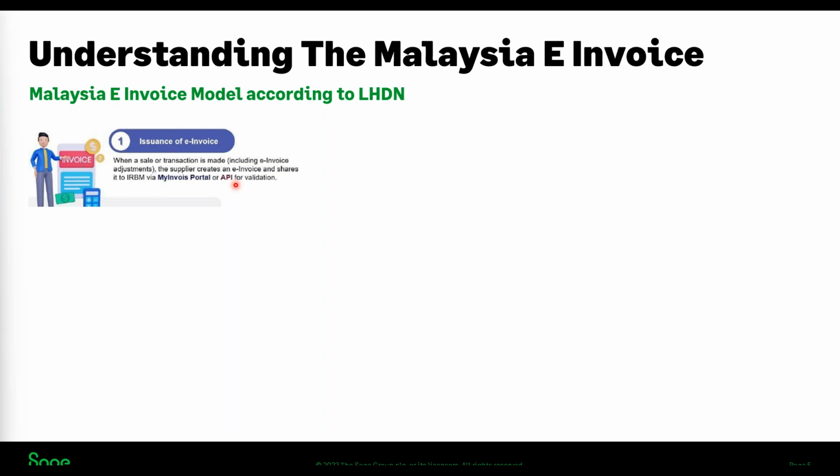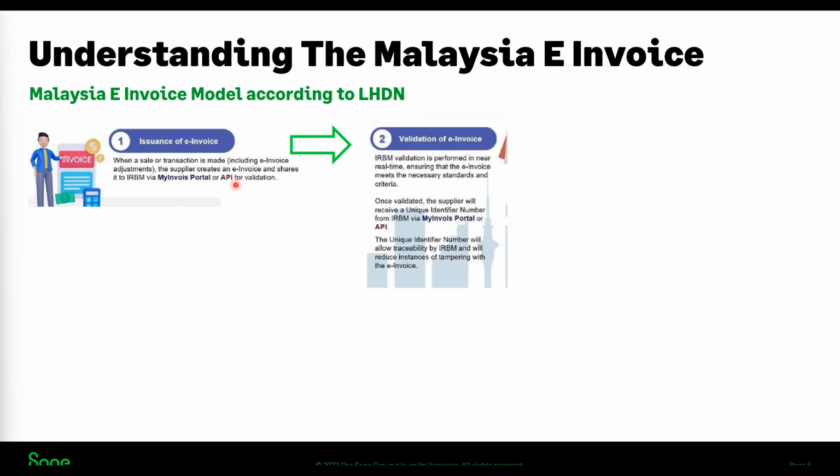After you have issued your e-invoice, you need to submit it to LHDN. LHDN will then validate your e-invoice. If everything succeeds, with no false or duplicate information, they will come back to you with a unique identifier number. Of course, this is done behind the scenes. You will not see it if you are using the Sage X3 API.